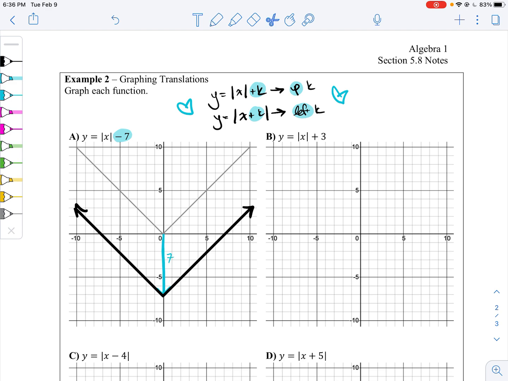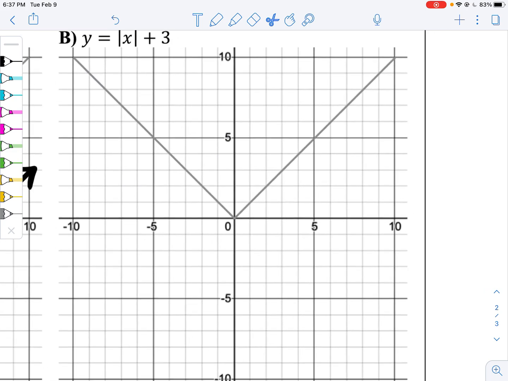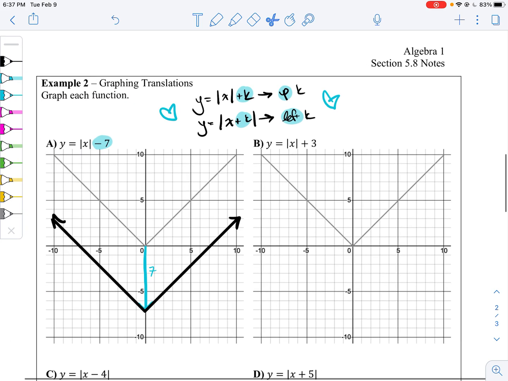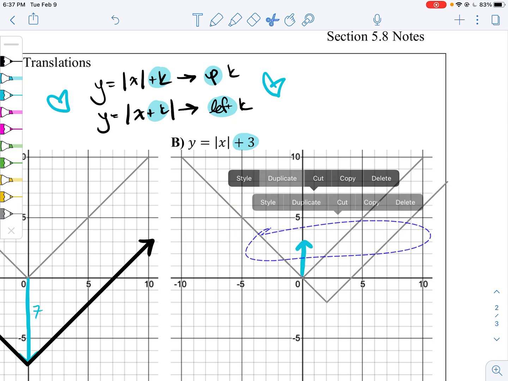Okay, for our next one, same thing. Take the parent function and put it on all your graphs. So start with the parent function, and then what change do we have? Here we've got a +3 change, so we're going to take our original guy. Oh, I didn't draw my path. We're going to go up 1, 2, 3 right there. So here we go.